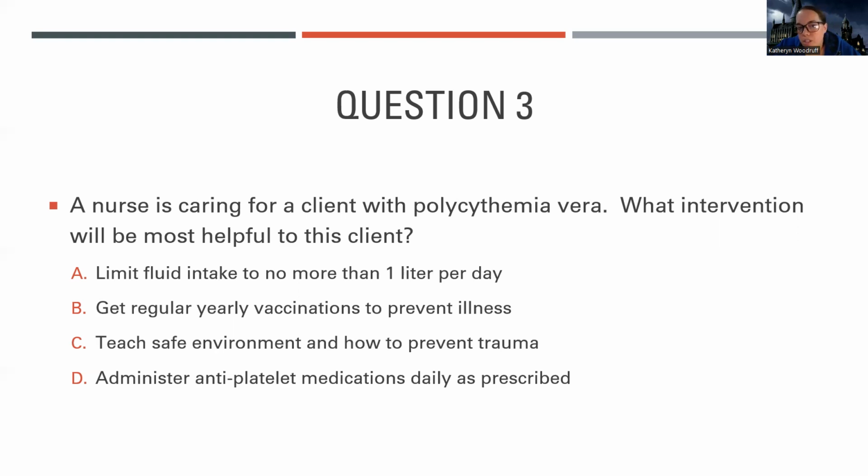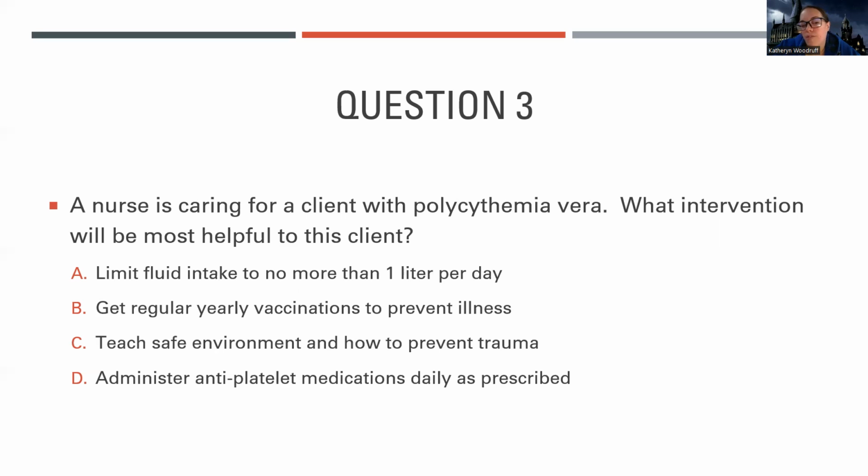So D is the correct answer, because it's the only one out of all these choices that is specific to polycythemia vera, and it's going to be the one that's most helpful, because it's going to help to decrease their risk of clotting, which is their biggest risk. Now, you can look back at C and say, hey, because they're on antiplatelets, I want to teach them a safe environment and how to prevent trauma. Yes, that's true. But out of all of these, the only one that's actually going to directly help to treat the condition is going to be D, the antiplatelet.